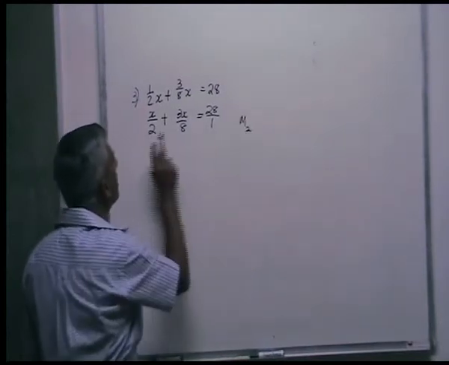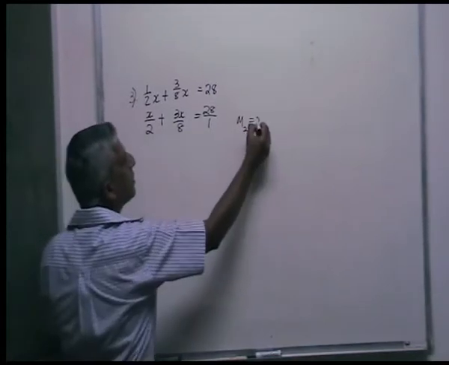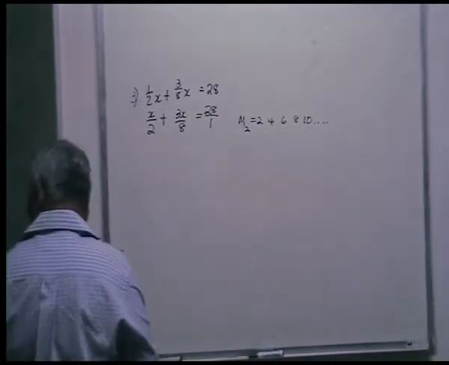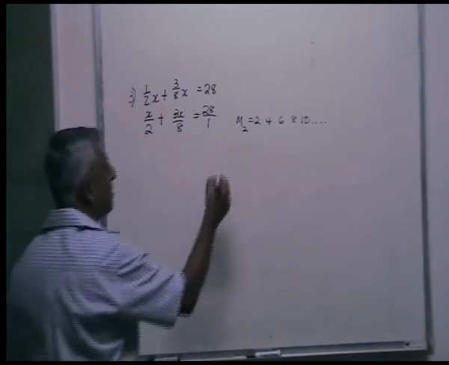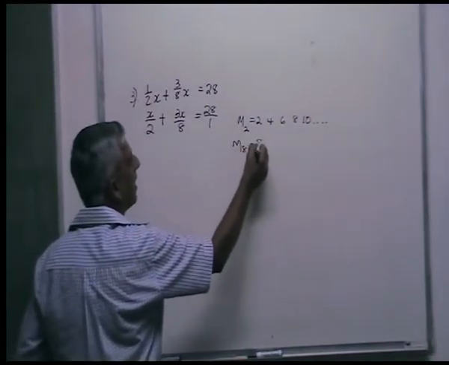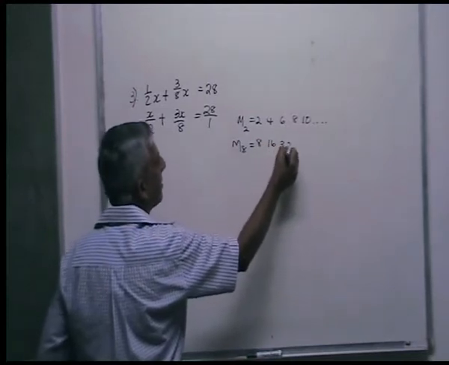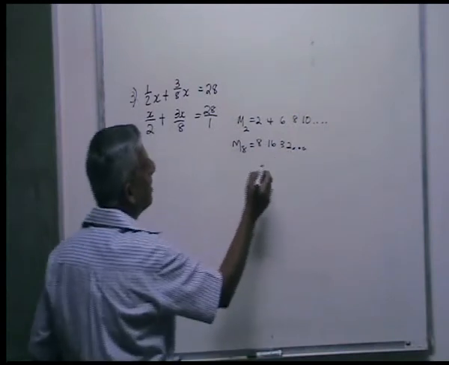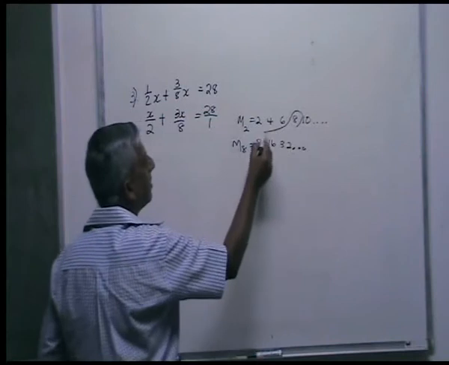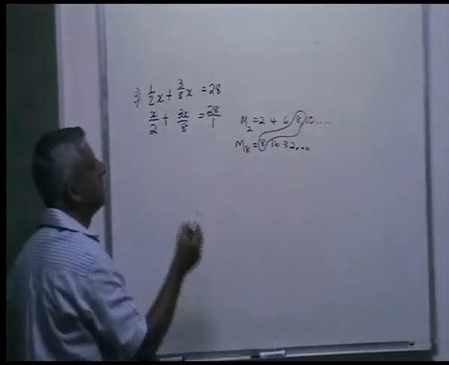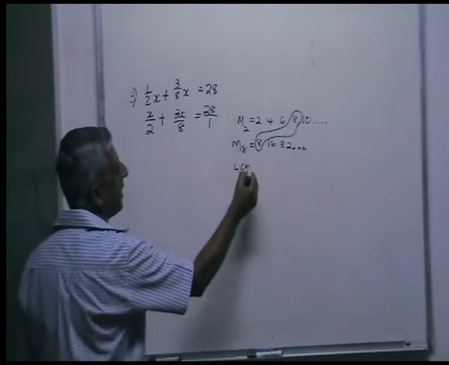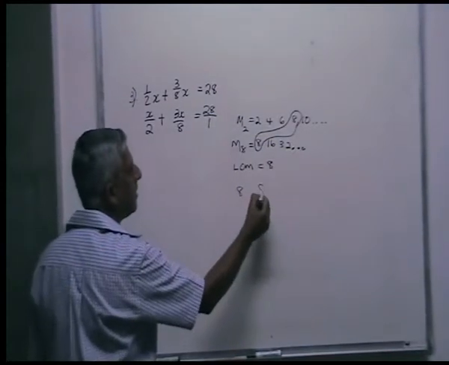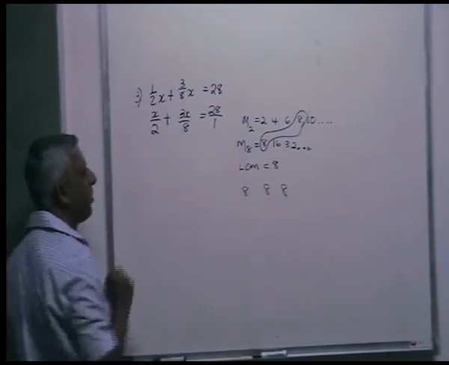You'll say multiples of 2 are 2, 4, 6, 8, 10, etc. Then the multiples of 8 are 8, 16, 32, etc. So you can see clearly now that the lowest common multiple is 8. So the LCM is 8. You're going to write down 8 3 times because there are 3 numbers involved.